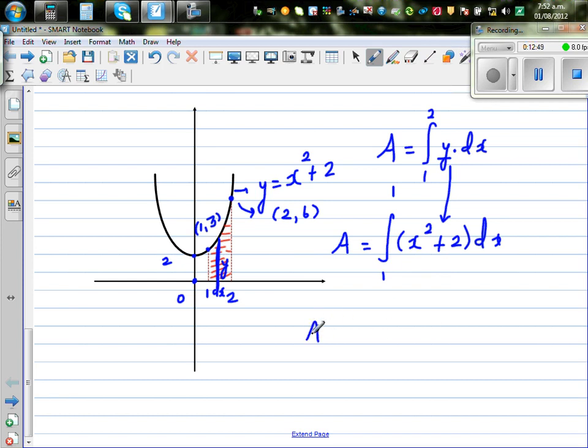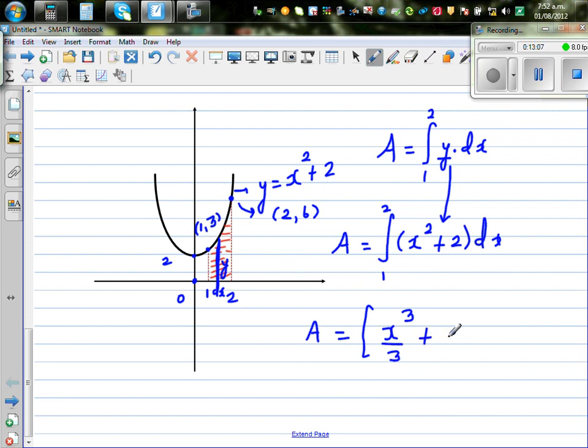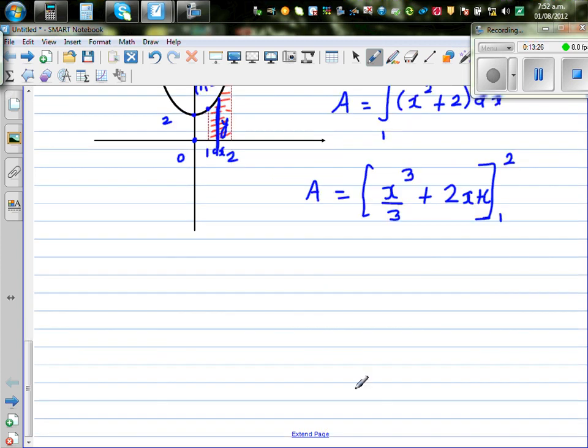So your area using integration would be integrating x squared from 1 to 2. Integrating x squared, you'll have x cubed over 3 plus integration of 2 is 2x. And you don't have to put the constant of integration. That's one thing I forgot to tell you. When you're having definite integration, the constant will get cancelled. So let me put the constant. Even if you put the constant c, it will get cancelled.